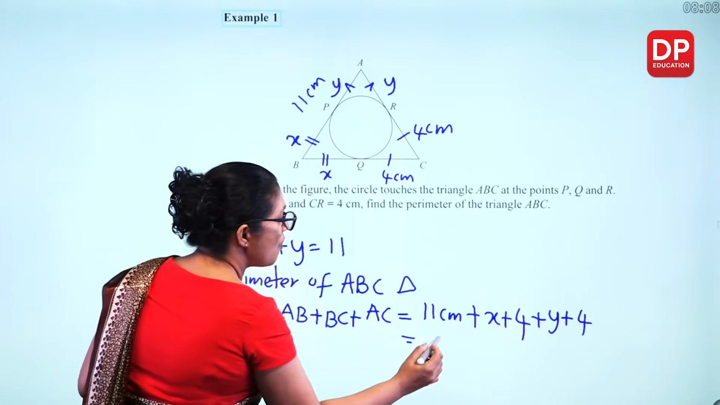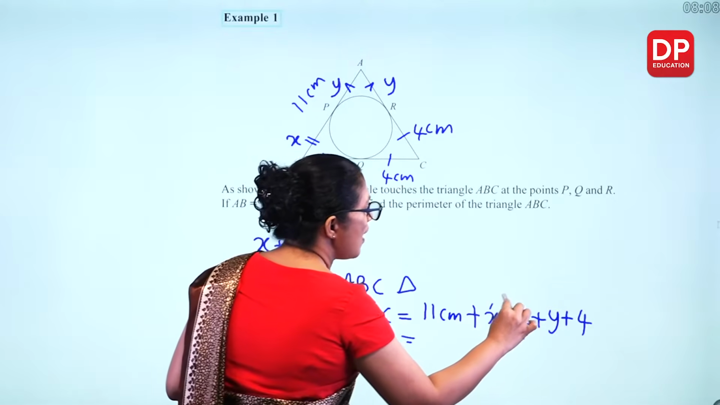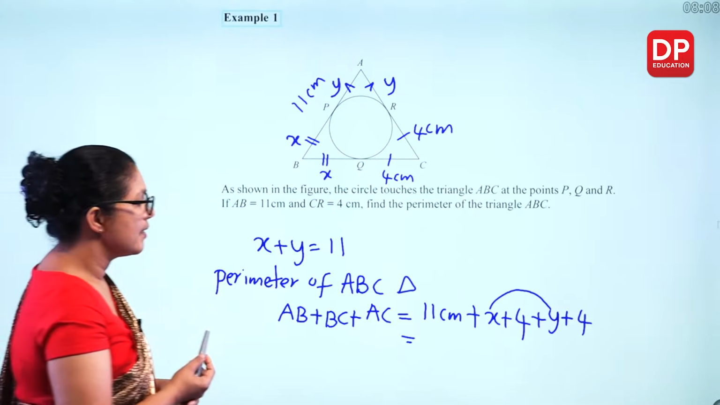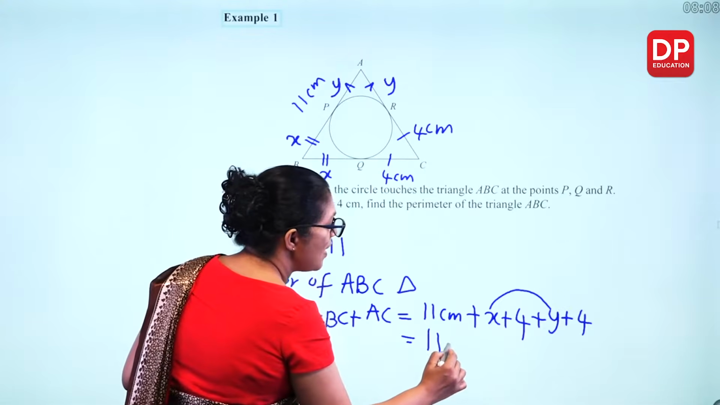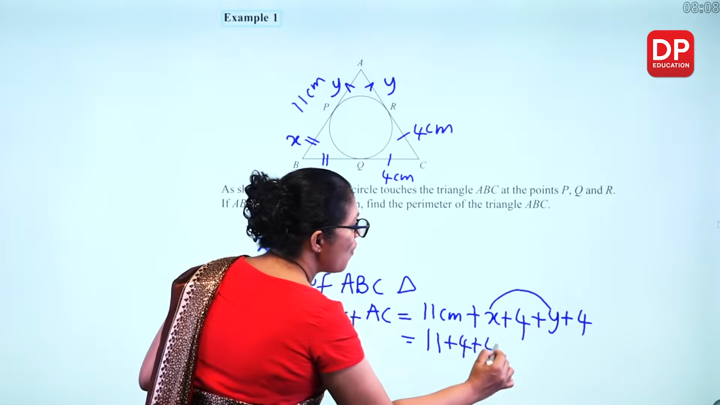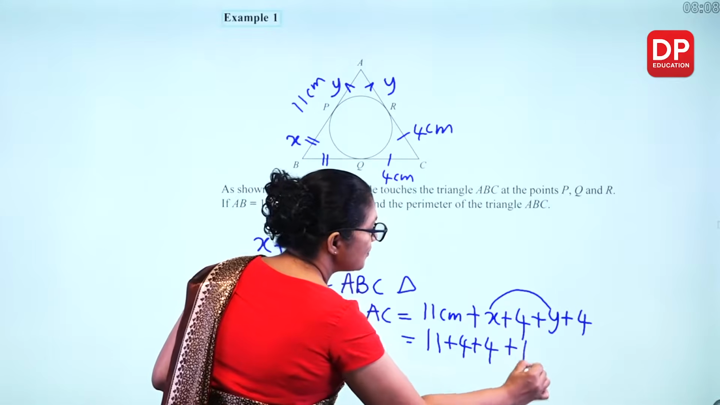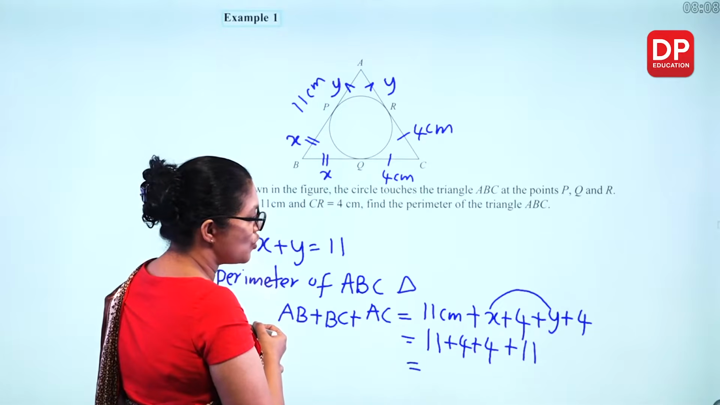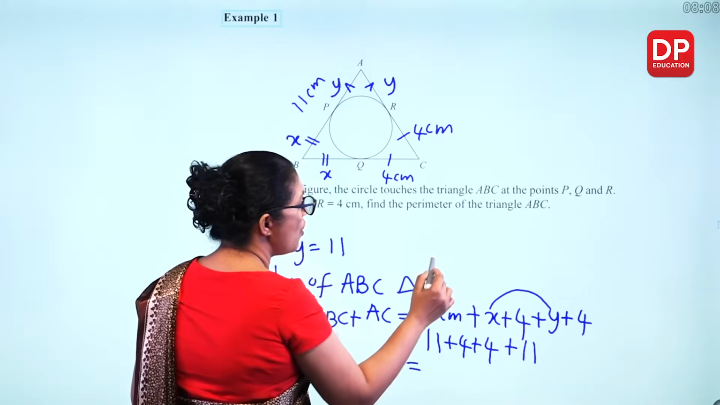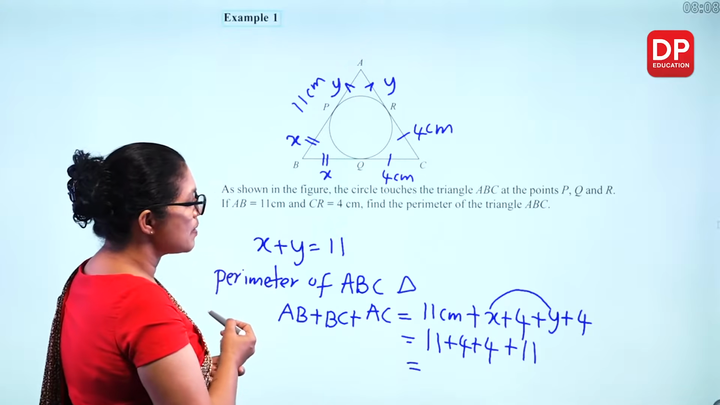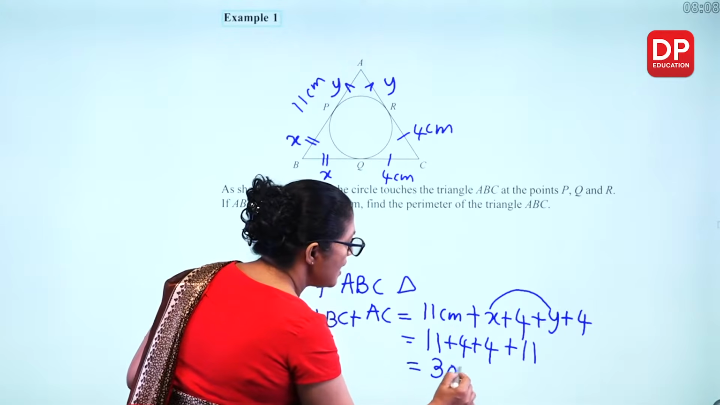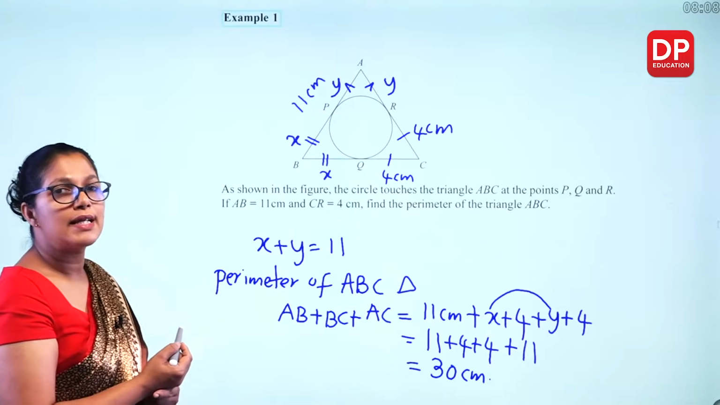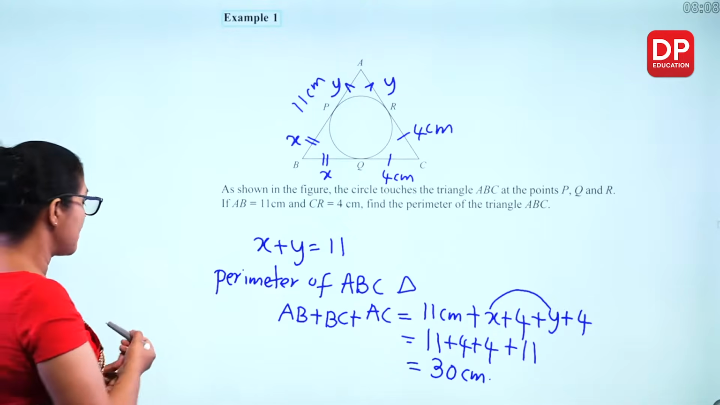Now, what can you see? X and Y there. X plus Y. We know X plus Y is 11. So, we can substitute there. 11 plus 4 plus 4 plus 11. What's the answer? 11 plus 11, 22. 22 plus 4, 26. 26 plus 4, 30 centimeters. So, the perimeter of ABC triangle is 30 centimeters.